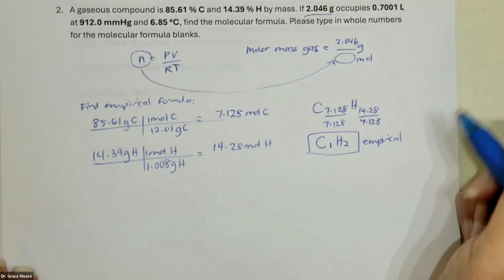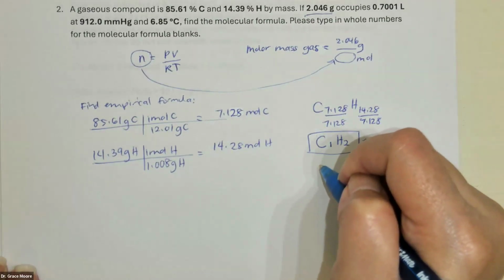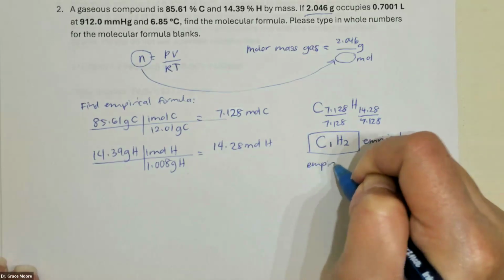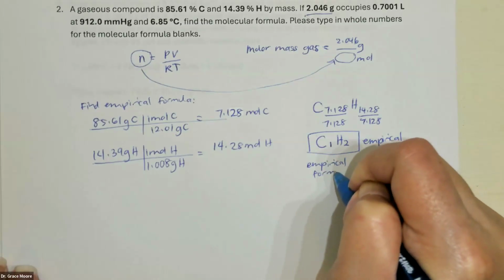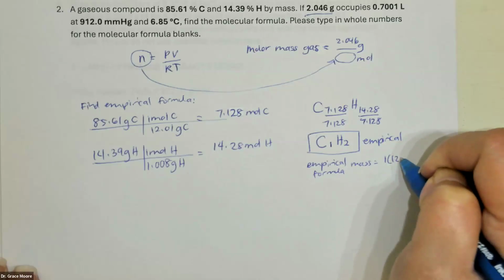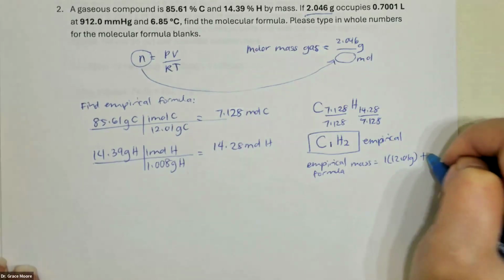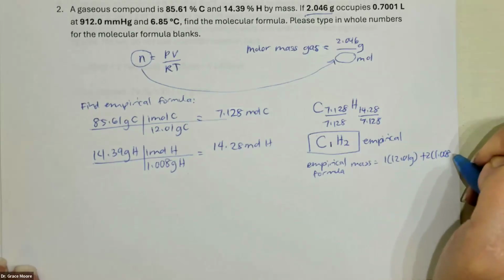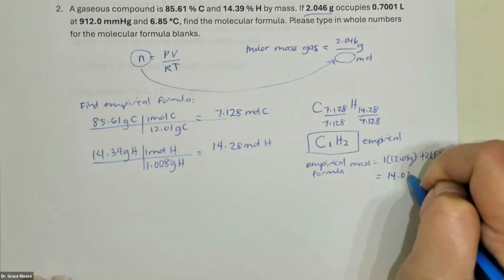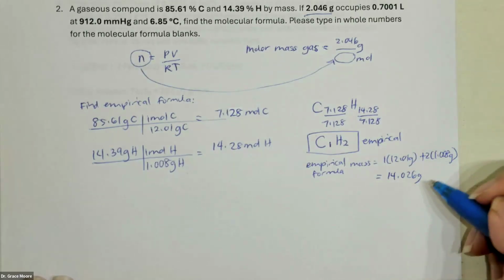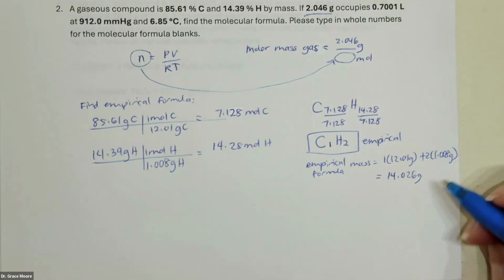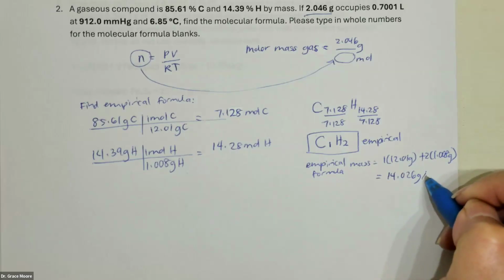So I need to find out how much that weighs. So the empirical formula mass is going to be 1 times 12.01 grams plus 2 times 1.008 grams. And you get 14.026 grams per mole. That's the answer right there for the empirical formula mass.